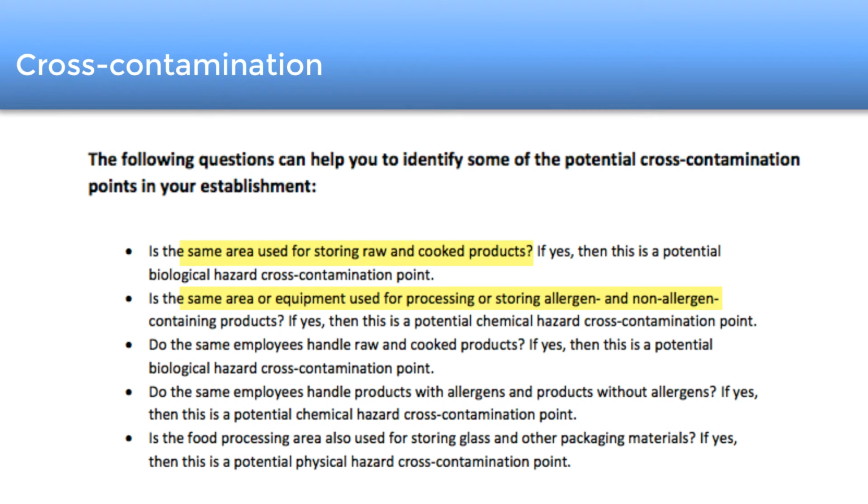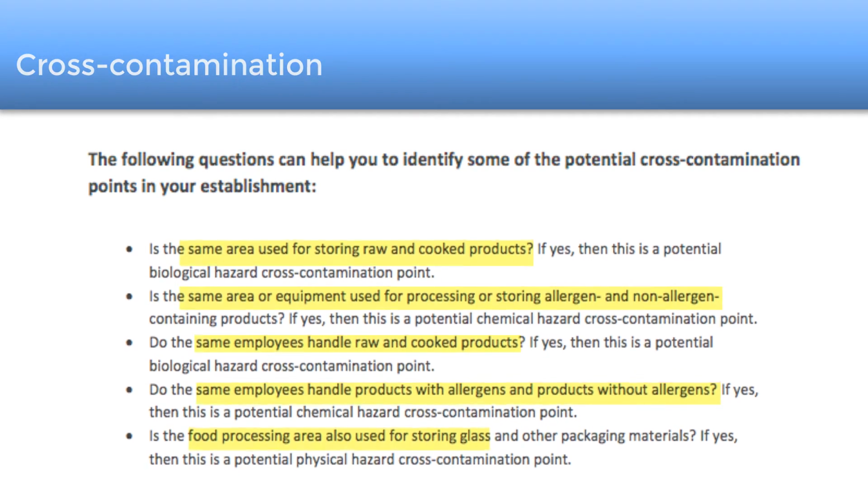Do the same employees handle raw and cooked products? If yes, then this is a potential biological hazard cross-contamination point. Do the same employees handle products with allergens and products without allergens? If yes, then this is a potential chemical hazard cross-contamination point. Is the food processing area also used for storing glass and other packaging materials? If yes, then this is a potential physical hazard cross-contamination point.